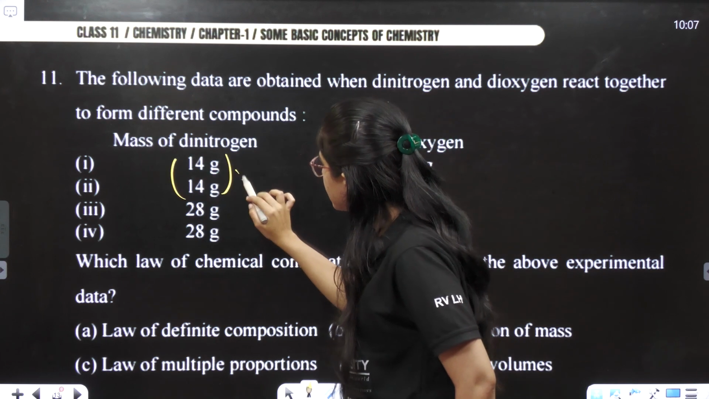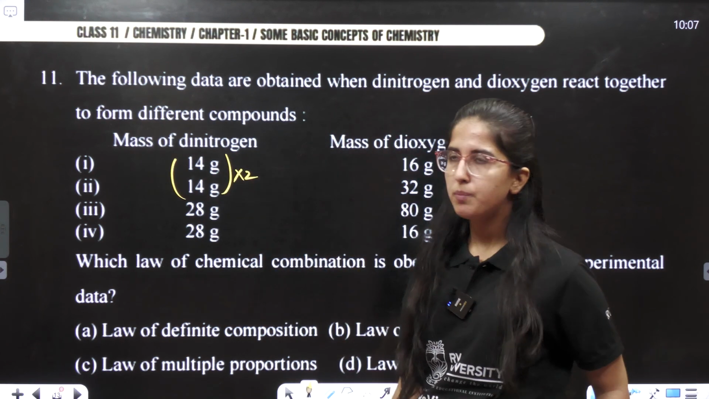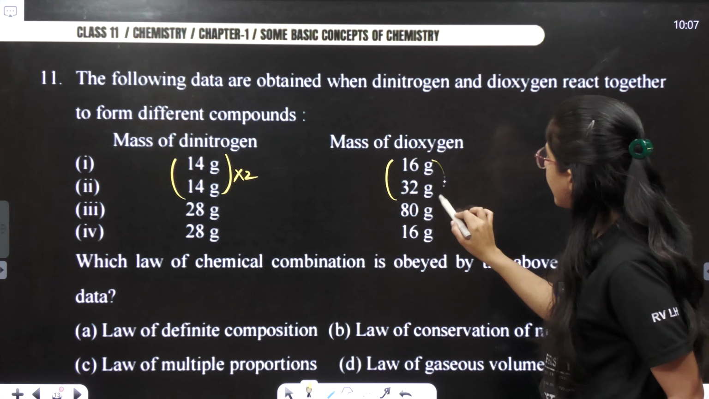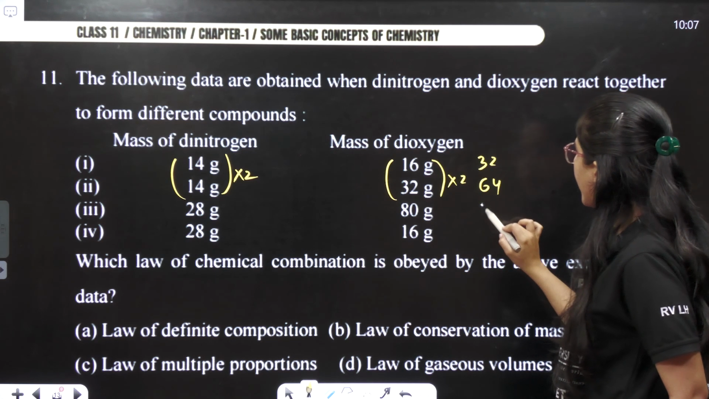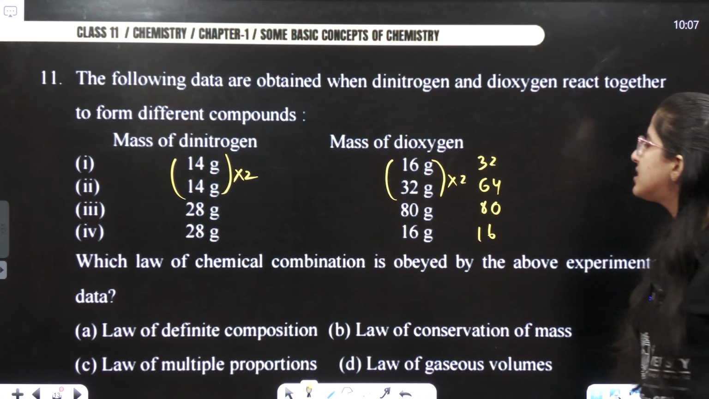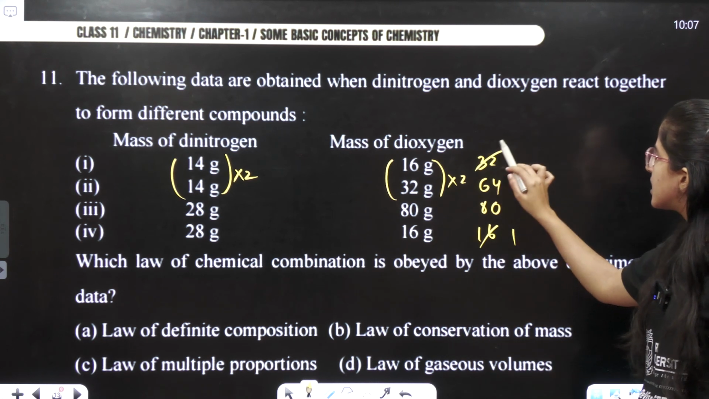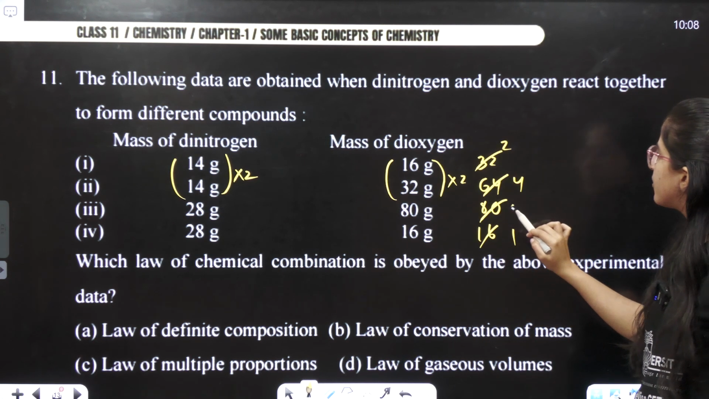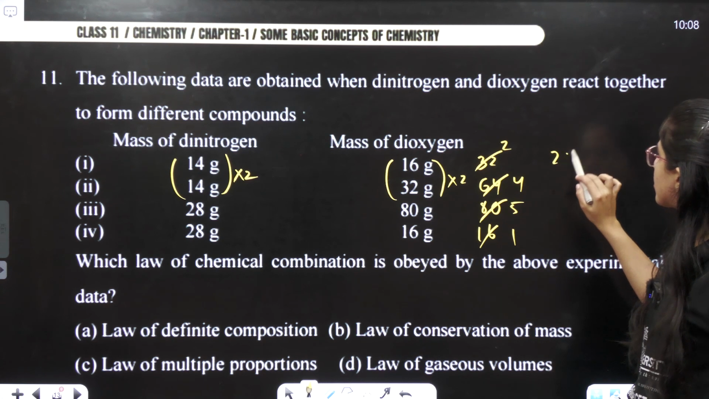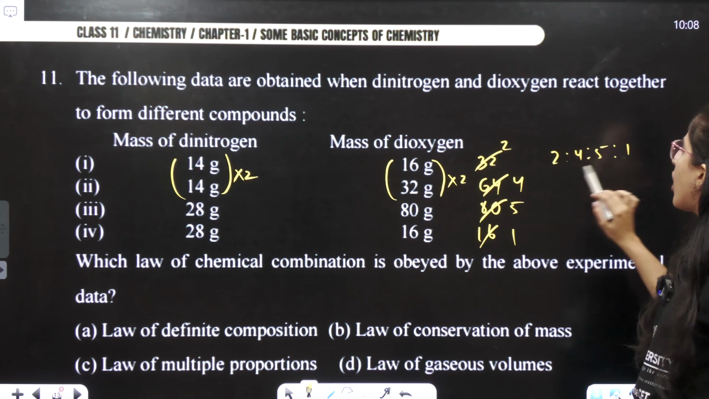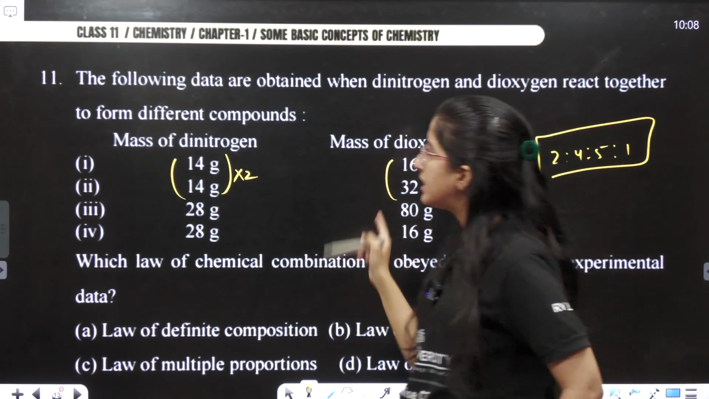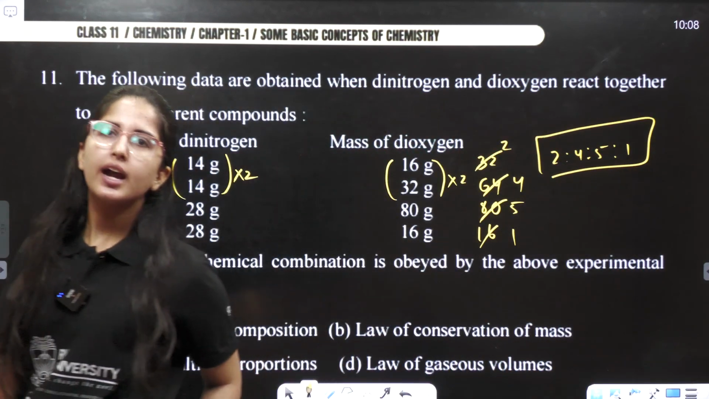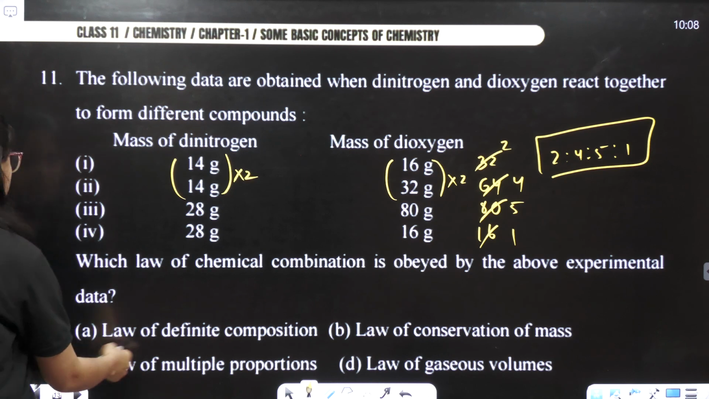I will consider this also 28. Multiply by 2. If I multiply this by 2, this will also get multiplied. So here it will be 16 2s are 32, 64, 80 and 60. So what is the ratio? 16 1s are, 16 2s are, 16 4s are, 16 5s are. So it will be 2:4:5:1. So are we having a simple multiple ratio of oxygen present in your nitrogen mass? Correct. So therefore law of multiple proportion.